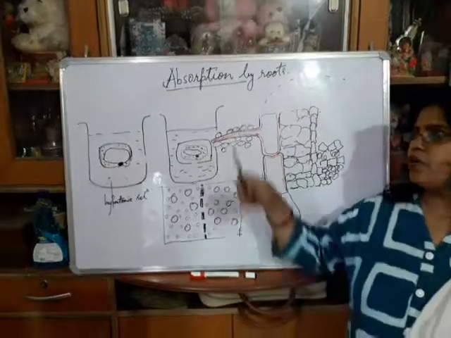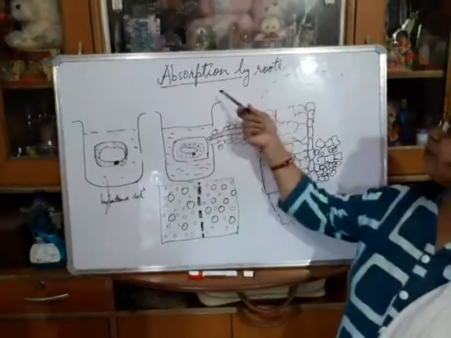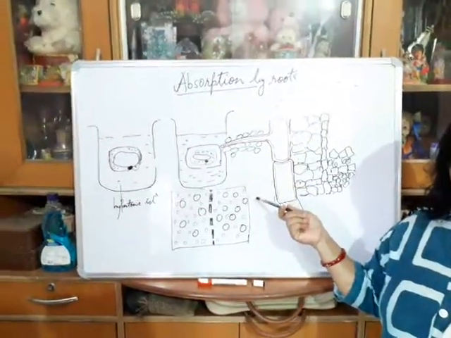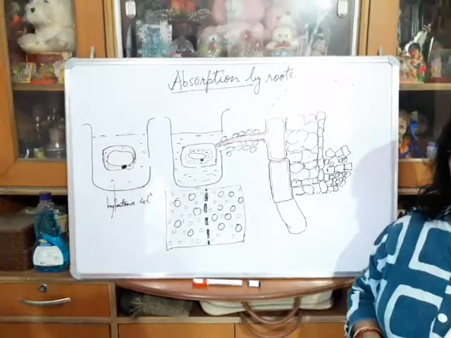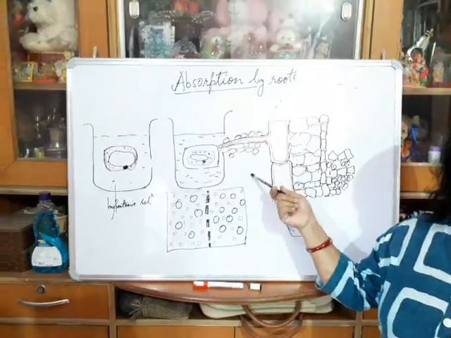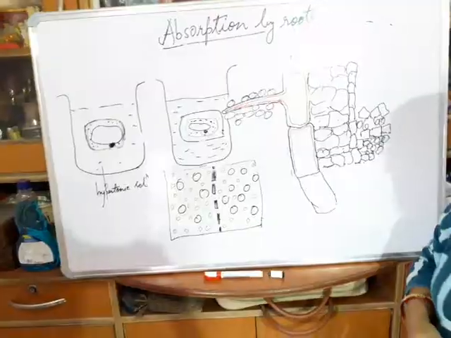Students, today's topic is absorption by roots. So absorption is done by roots in plants. What is the source of water? The source of water is the soil. In between the soil particles, water along with dissolved content is present.